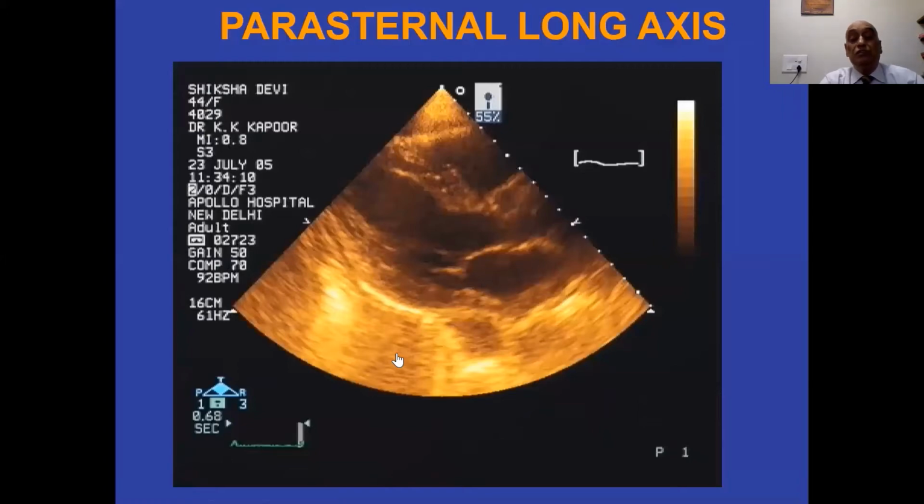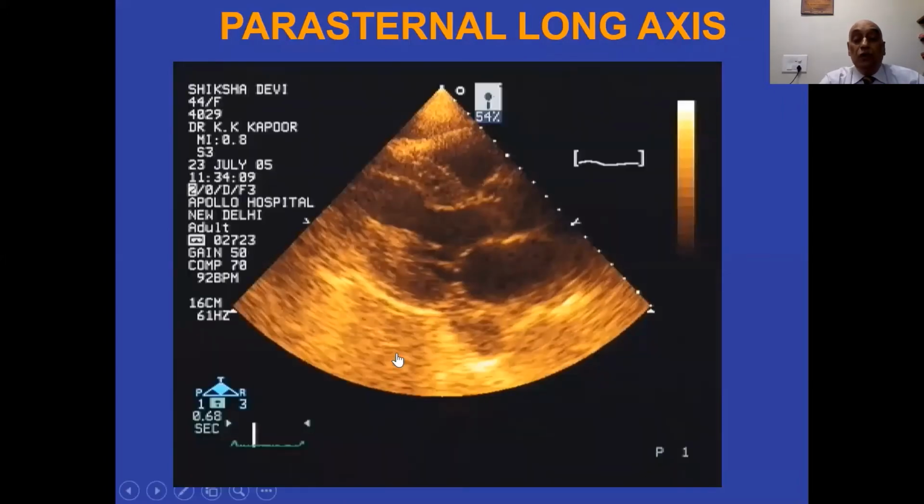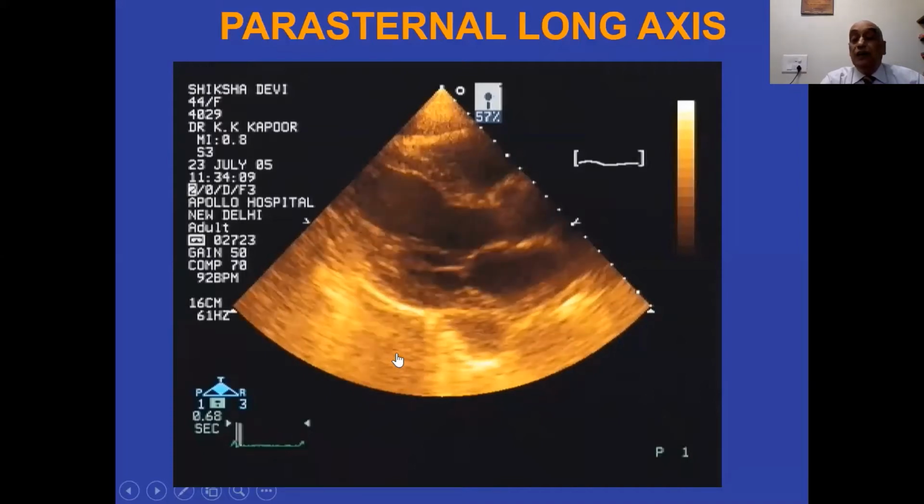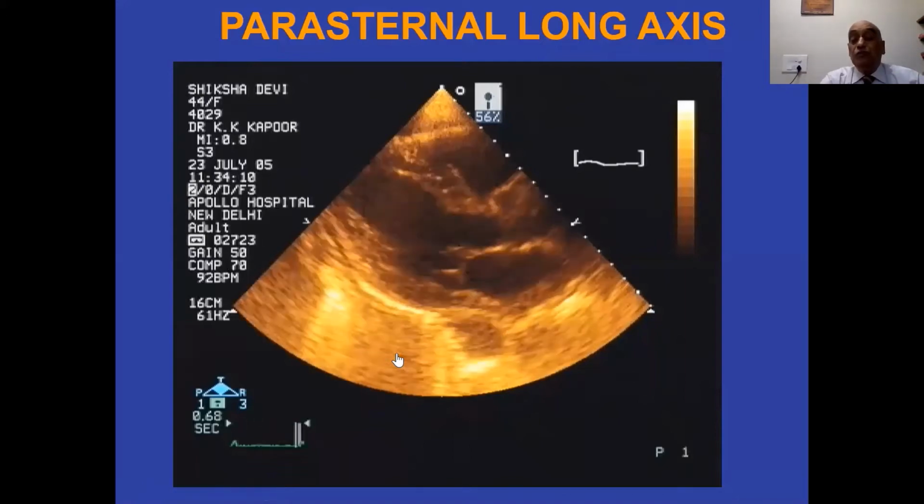So this is the parasternal long axis view. I hope everyone can see well. You can see the heart in the parasternal long axis view, where the anterior wall of the aorta is continuous with the interventricular septum. The posterior wall of the aorta is continuous with the anterior mitral leaflet. The posterior wall of the left atrium is continuous with the posterior mitral leaflet and the posterior wall of the left ventricle. And behind the left atrium, you've got the descending aorta. So this is a good parasternal long axis view.